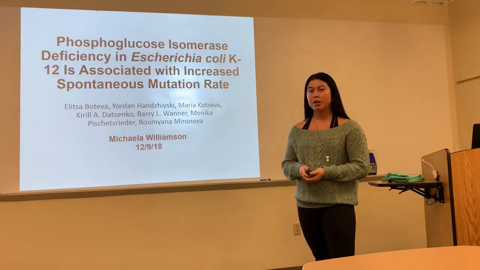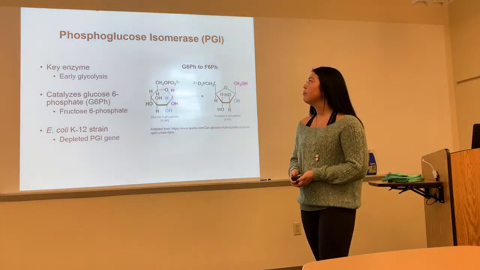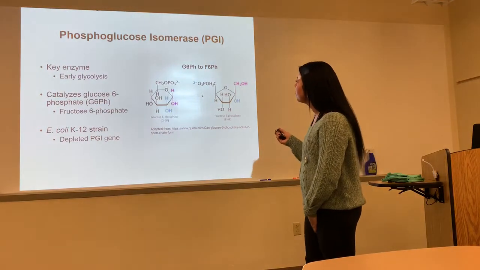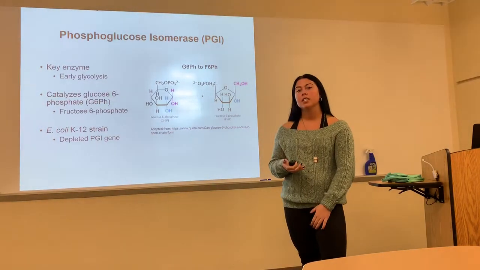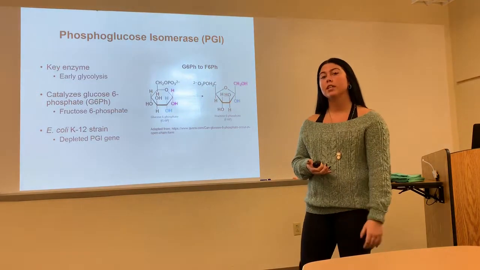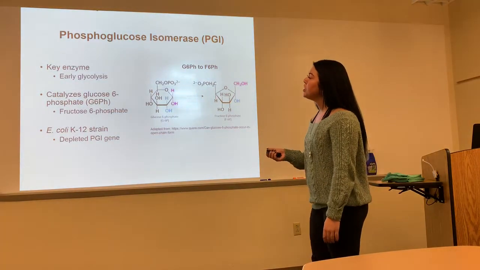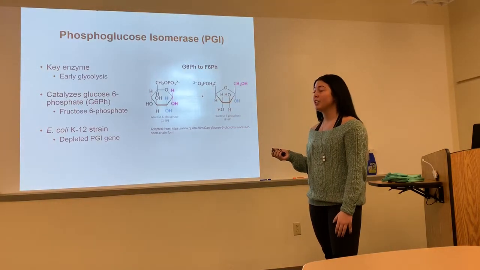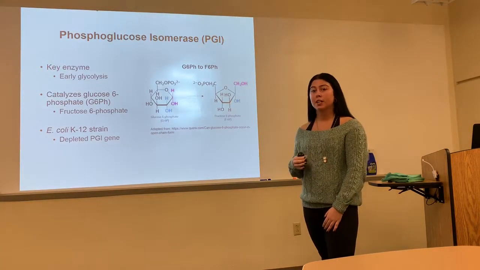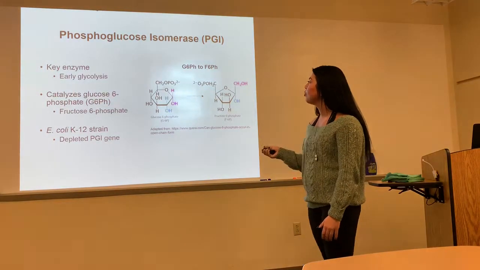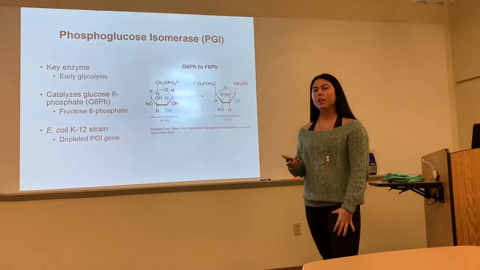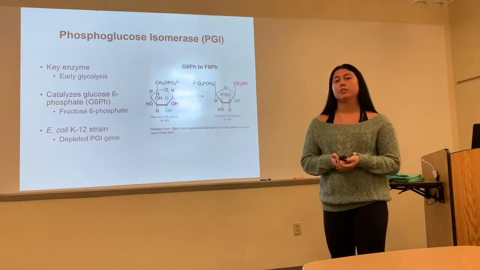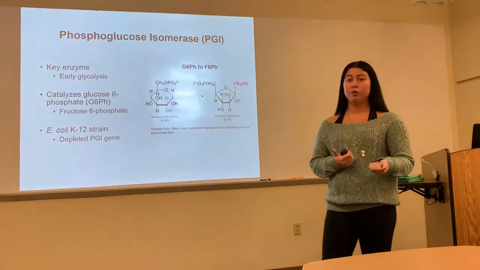So to start with some background information, I wanted to look at what phosphoglucose isomerase is, which is also referred to as PGI. PGI is a key enzyme in early glycolysis, which is the breakdown of glucose. PGI catalyzes glucose 6-phosphate, which is also known as G6PH, to fructose 6-phosphate, which I have a picture shown here to the right showing that. The E. coli K12 strain used had a depleted PGI strain, so that PGI strain was removed.